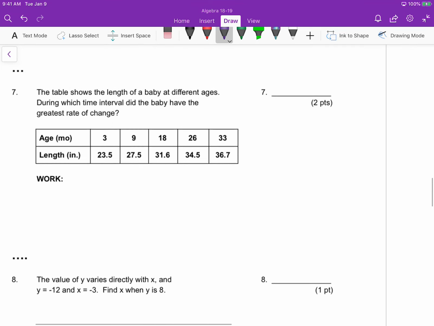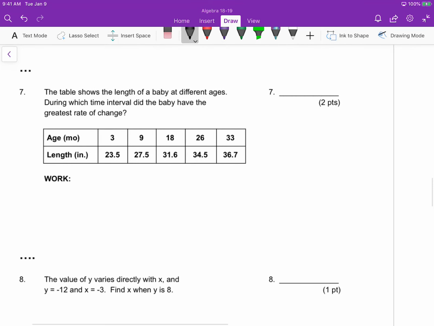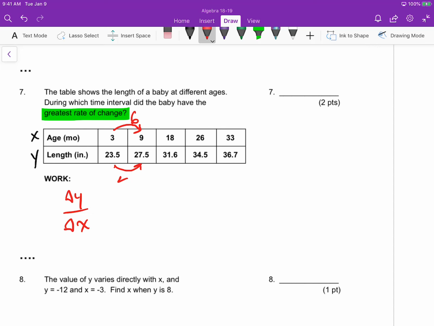All right, number 7. So this is learning target 3 here. What always gets people on this is they can calculate the differences, but then they make small mistakes. So you have to remember that rate of change is the same as slope, but we're talking about real world situations. So we're talking about the change in y over the change in x on a specific time basis. In this problem, they're talking about a baby growing. So from here to here, that's 6 months, and the baby grew 4 inches.